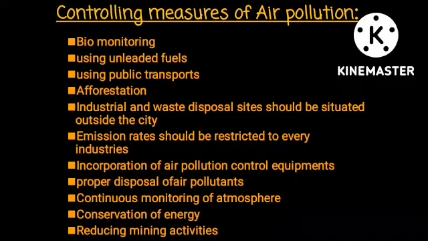Then another one is we have to incorporate air pollution control equipment such as scrubbers, electrostatic precipitators, bag houses, wet scrubbers, right? This may help in reducing the range of air pollution in our atmosphere. Another one is proper disposal of air pollutants. We have to dispose of air pollutants properly. Then we have to continuously monitor our atmosphere. Another one is we have to reduce mining activities, right? These mining activities also influence air pollution. That's why we have to reduce mining activities. Then we have to conserve energy. So these are the controlling measures of air pollution.